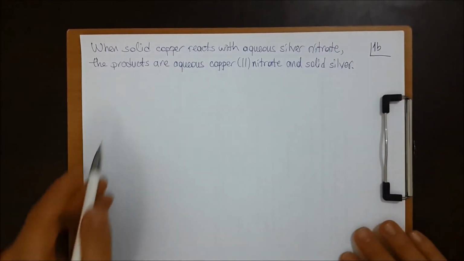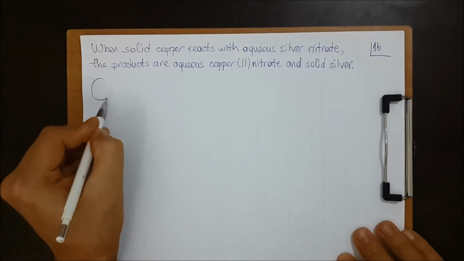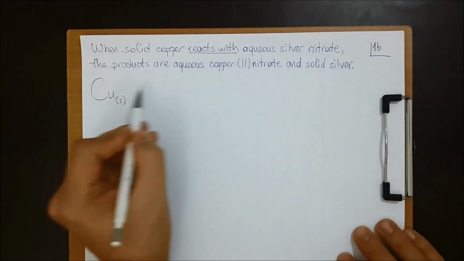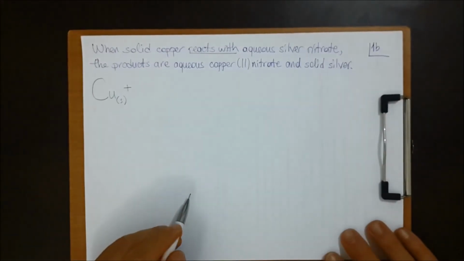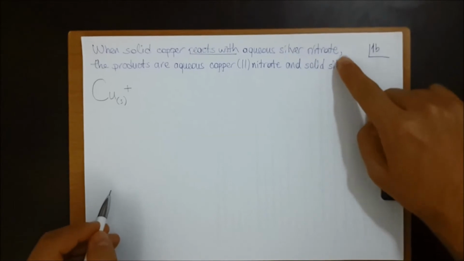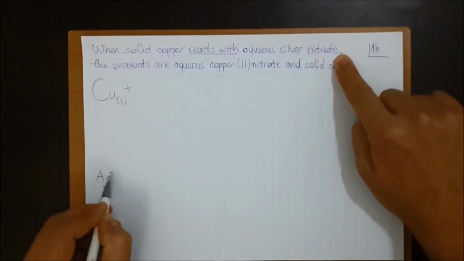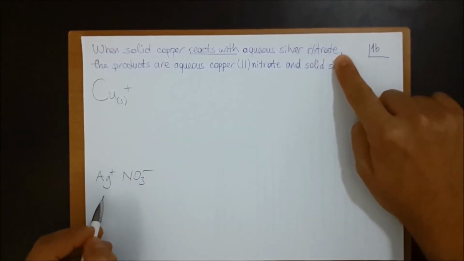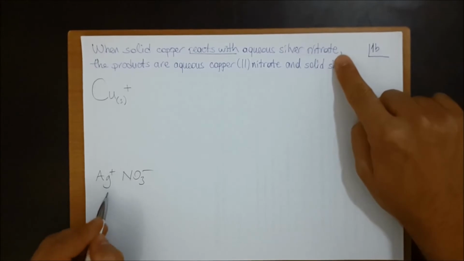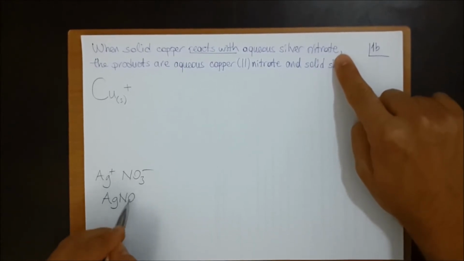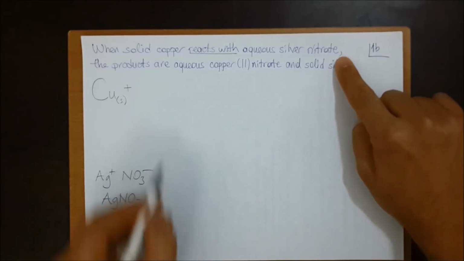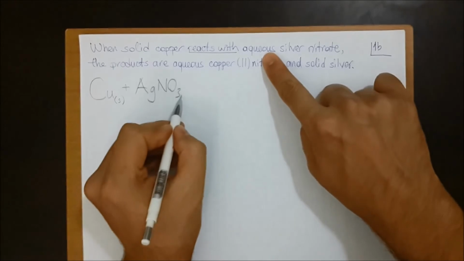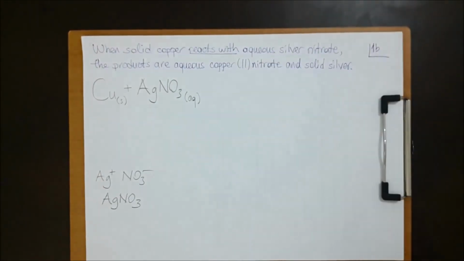When solid copper means Cu, its state is s, reacts with means plus, aqueous silver nitrate. Let's write the chemical formula for silver nitrate. The ionic form of silver is Ag plus, nitrate is NO3 minus. You cross over the charges after taking the absolute values of the charges of the ions, and the formula becomes AgNO3. So plus AgNO3. Its state is given in the question. It's aqueous.